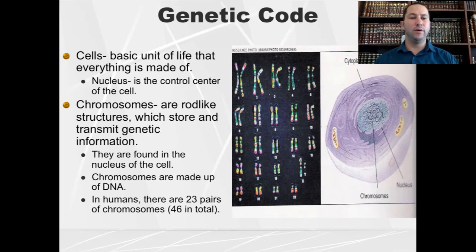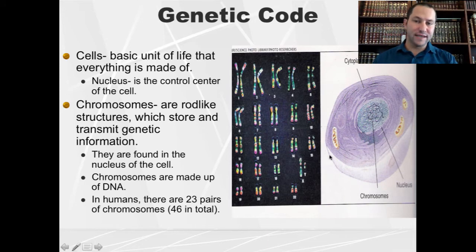Okay, so in terms of genetic code, everything goes back to a cell. A cell is a basic unit of life. And in a cell, there is the nucleus, and this is the control center of the cell. As part of the nucleus, you'll see we have your genes and your chromosomes. So chromosomes are rod-like structures of genetic material, and genes are made up on the chromosome.